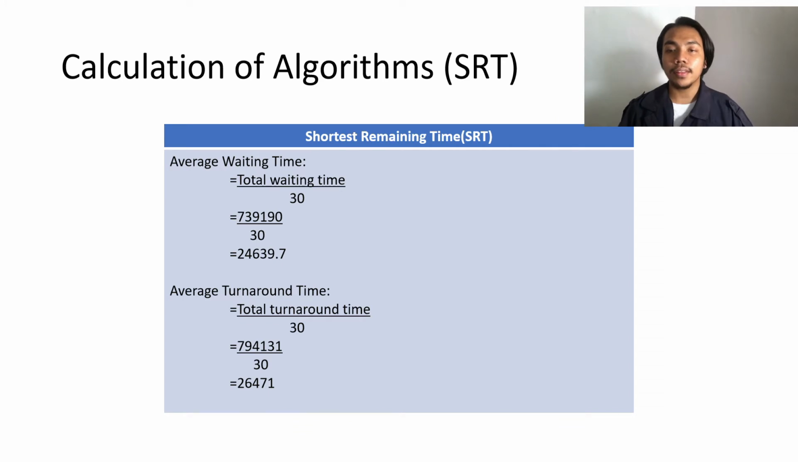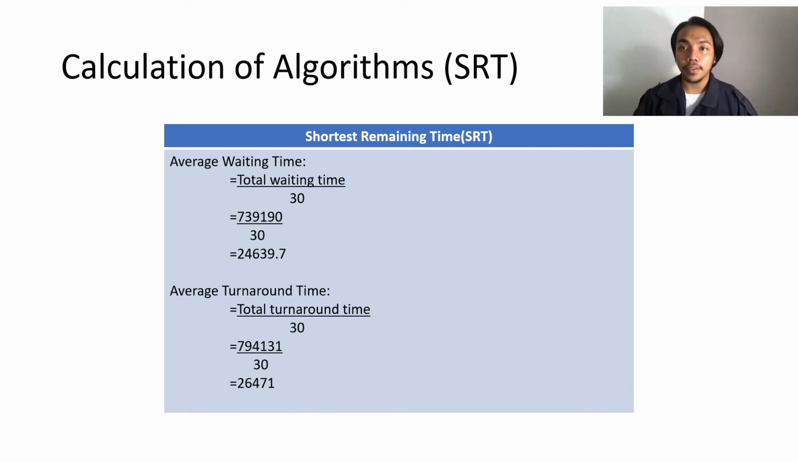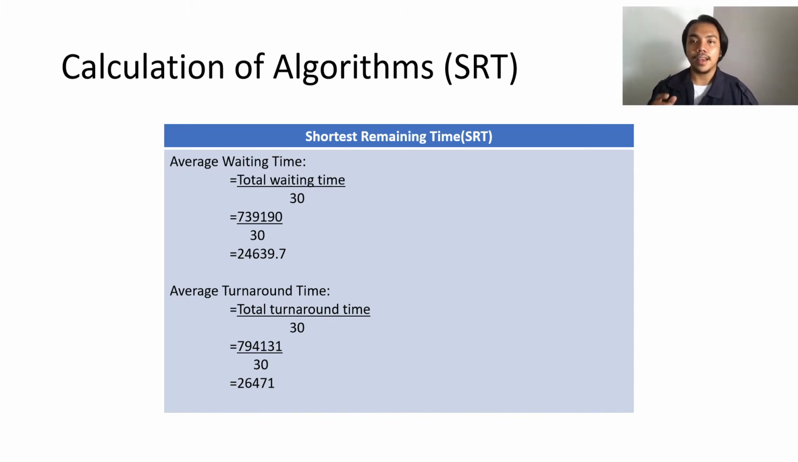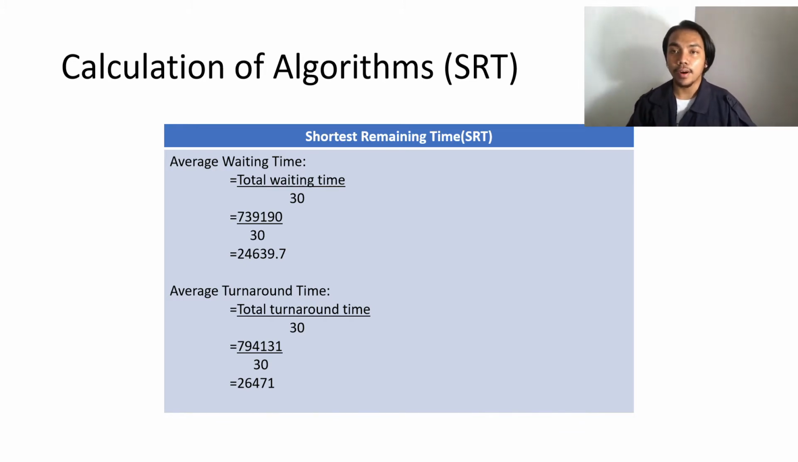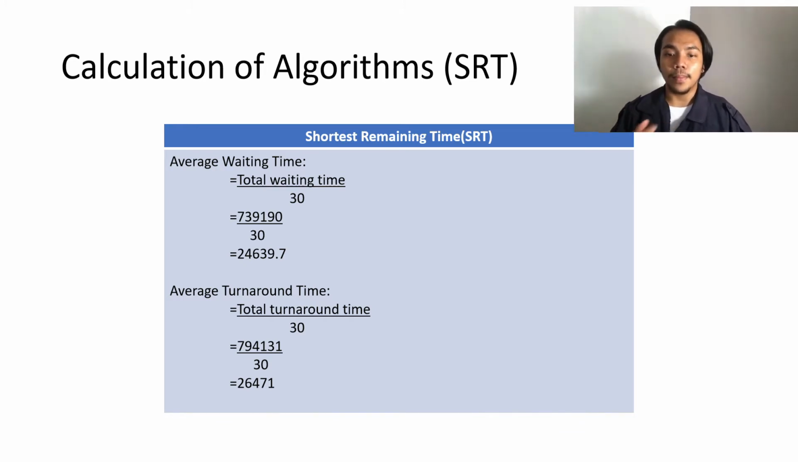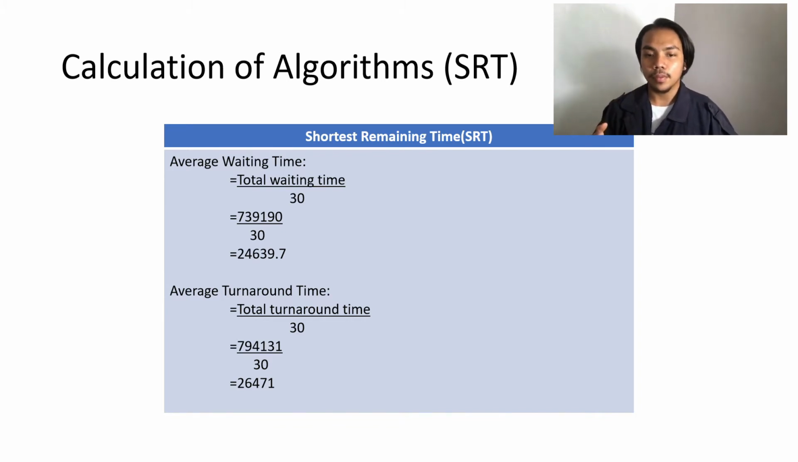So this is the calculation for SRT, shortest remaining time. The average waiting time, the total waiting time divided by 30, will be 24,639.7, and the average turnaround time, the total turnaround time divided by 30, will be 26,471.